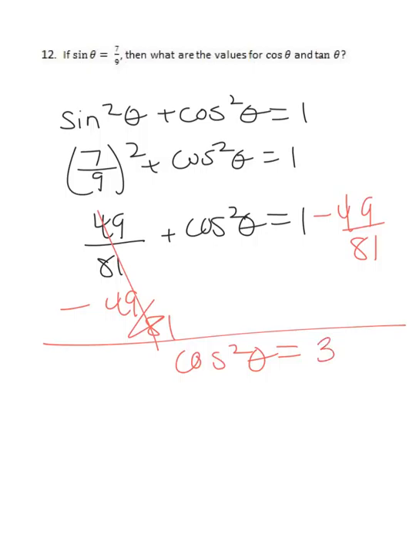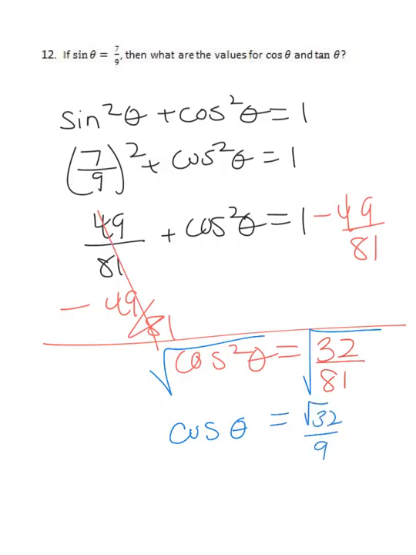And get 32 over 81. Just put that into your calculator. Take the square root of both sides. Get cosine of theta is equal to square root of 32 over 9. And we have to simplify the square root of 32. So we know that 16 times 2, that's a perfect square. So it becomes 4 radical 2 over 9. So we have a value for cosine of theta.